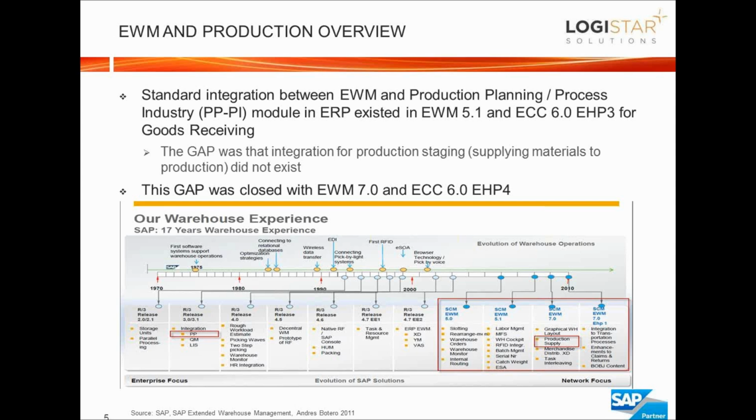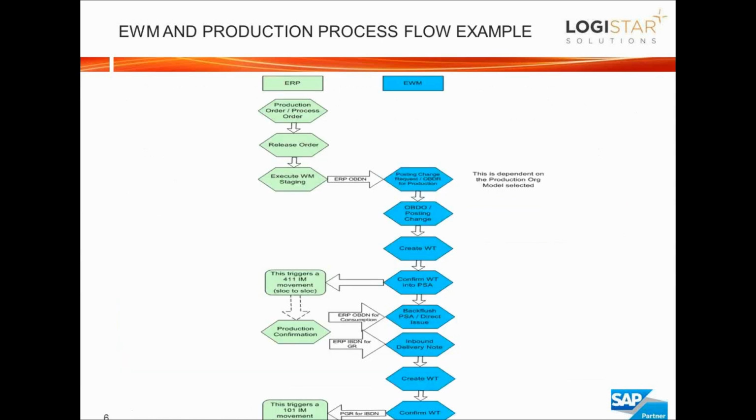What happened there was, you could receive from production, but there was a gap that existed and you could not issue. So you couldn't stage or issue components into production. You could only do receiving. With the release of EWM 7.0, right around 2009, SAP did release the functionality to do staging as well. So I can issue components, whether that's raw material or WIP, into production, and then go ahead and do the receiving as well at the back end of that. So full integration now, really between Extended Warehouse Management and production.